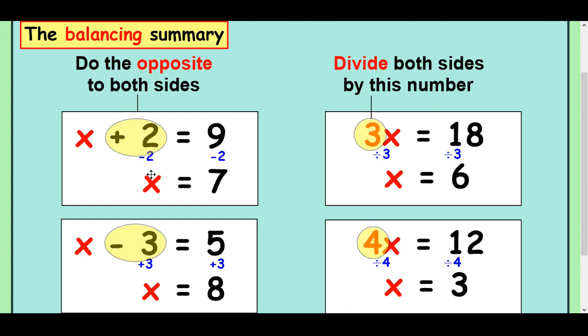So in this sense, I'm looking down this side here. If you've got a plus 2 and we want to get x on its own, you take away 2 from both sides. Think of balancing out. Whatever you do to one side, do to the other. If you've got a take away 3, you add 3 to both sides. If you've got a multiple value of x, then you need to divide. So 3x's, we need to divide both sides by 3. 4x's, divide both sides by 4.